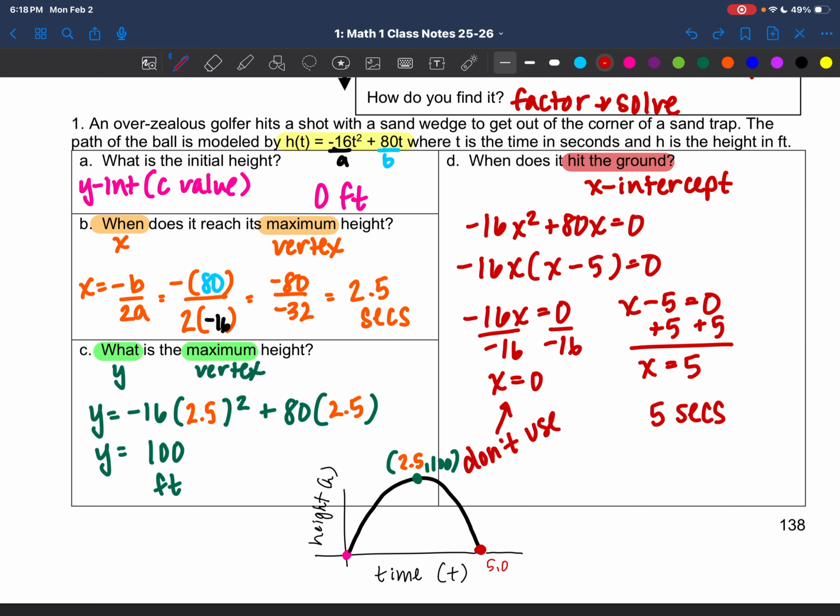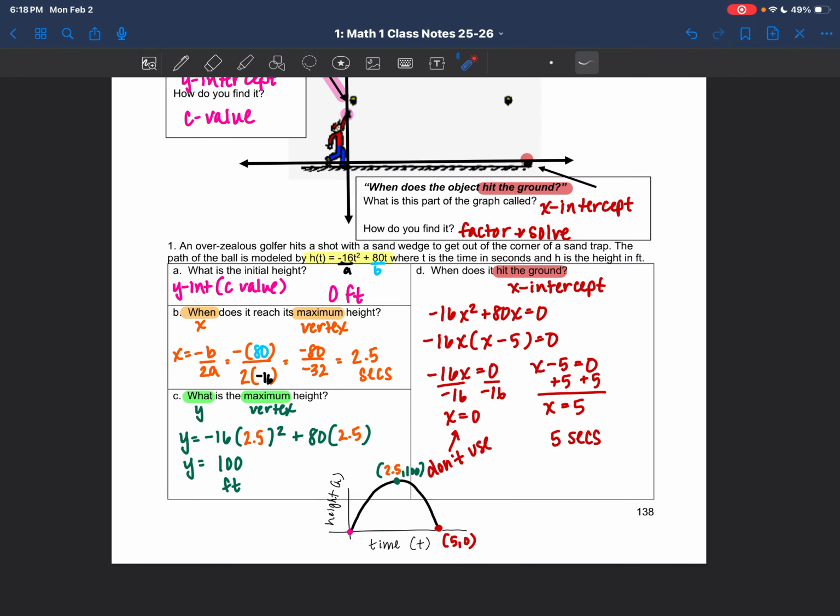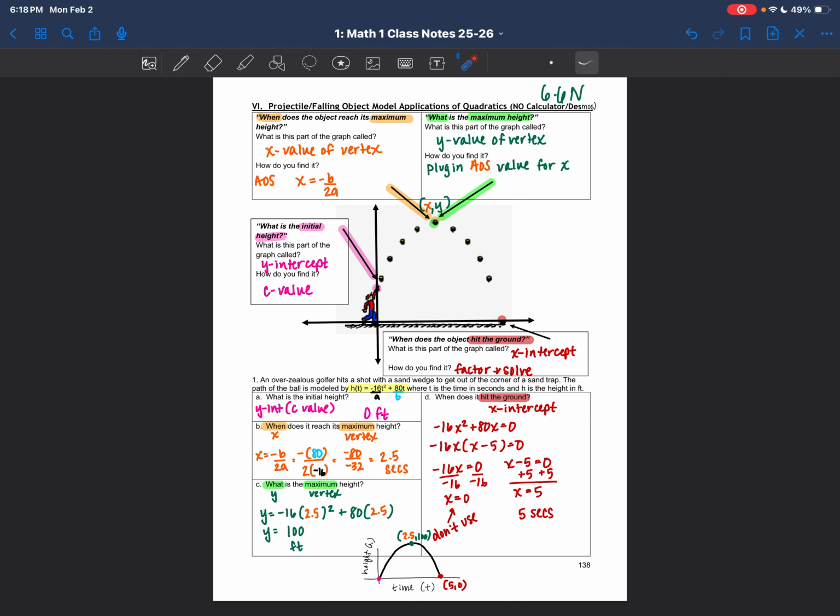All right. I'll do it a little bit thicker. There we go. So that means 5 seconds is going to be the answer that we're going to use. We're not going to use that one because that's over here where they started. We want to know when it hit the ground. All right, so it's just interpreting what you need to do. And then I usually try to sketch out a picture of what's happening, and that kind of helps me know what I'm looking for also.